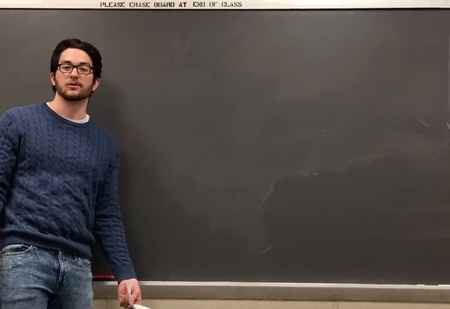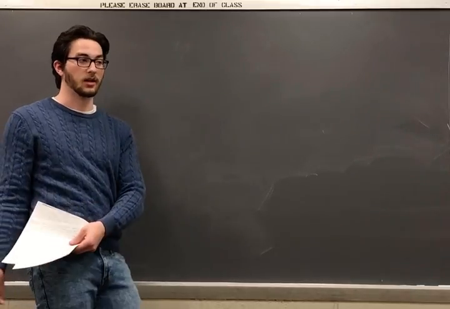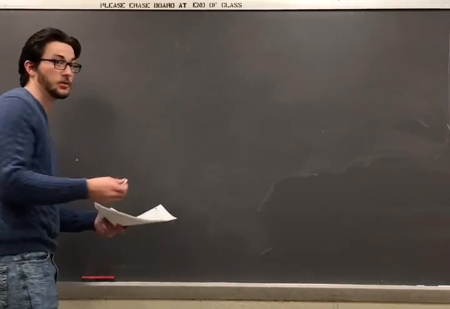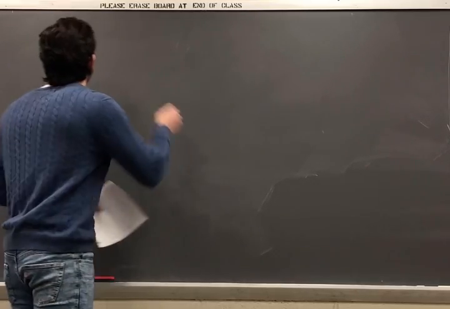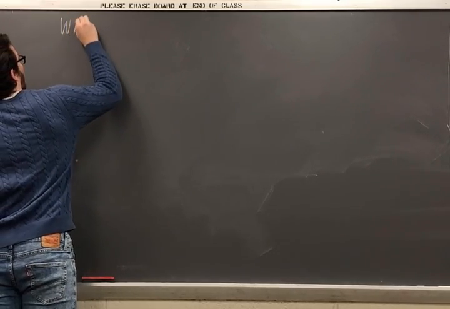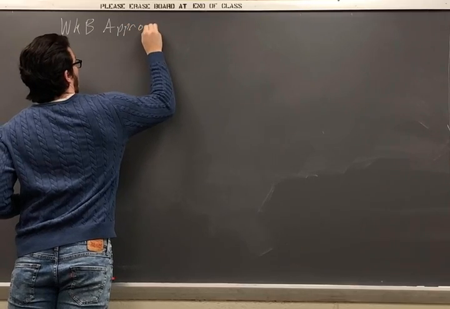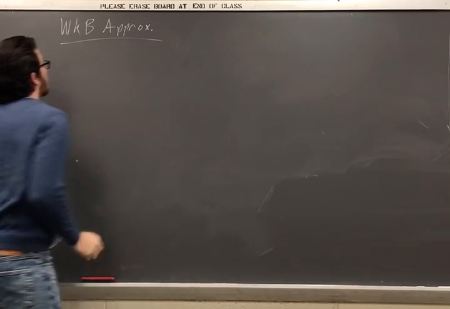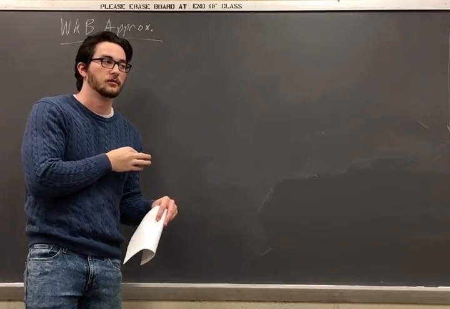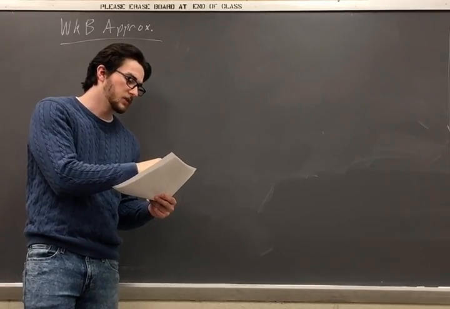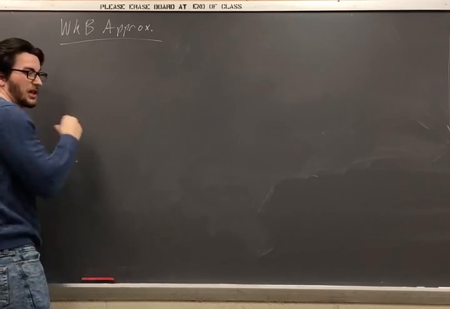So over the last few weeks, we've been going over a lot of approximation schemes, and one of the ones we're going to do this week is called the WKB approximation. WKB are just three people, I think it's Wentzel, Kramers, and Brillouin, and these three people are just collaborators.